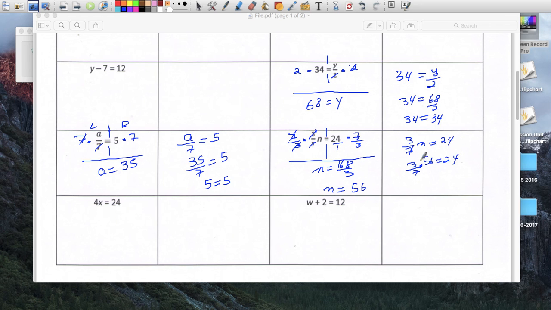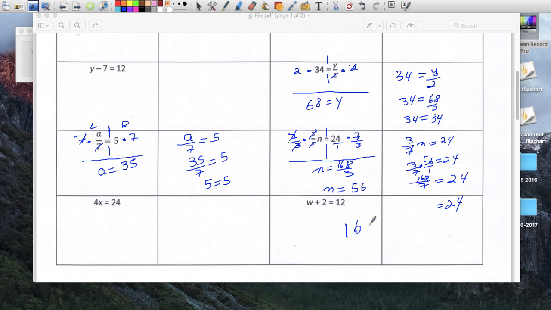So 3/7 times 56. Let's multiply here. I'm going to put the 56 over 1. So at the bottom, 7 times 1 is 7, and on top, 3 times 56 is 168. 168 over 7 equals 24.